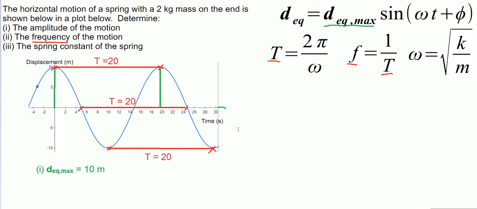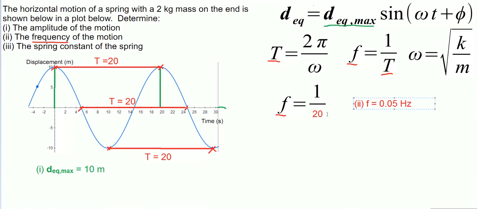Now, with the period being 20, we have not actually found the proper frequency of the motion. What we need here is f. Now, when we have T, however, we can find f pretty quickly. Because at the end of the day, we know that T here is 20 seconds. So if we want to find f, we simply need to take 1 and divide it by 20. If you do so, you'll get f is 0.05. And the units of this will be hertz, or seconds to the negative 1.